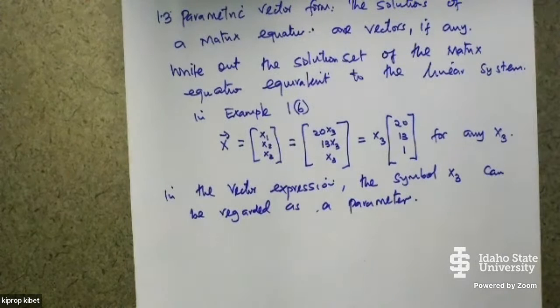So actually, the parametric vector form is found when we don't have the trivial solutions. When we find that there are some free variables, the free variables are now our parameters. The free variable can be x1, x2, or x3. So those are our parameters, and we write them in parametric form.